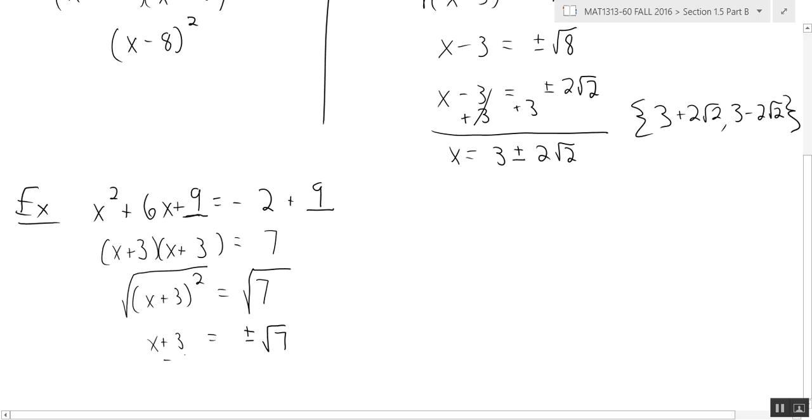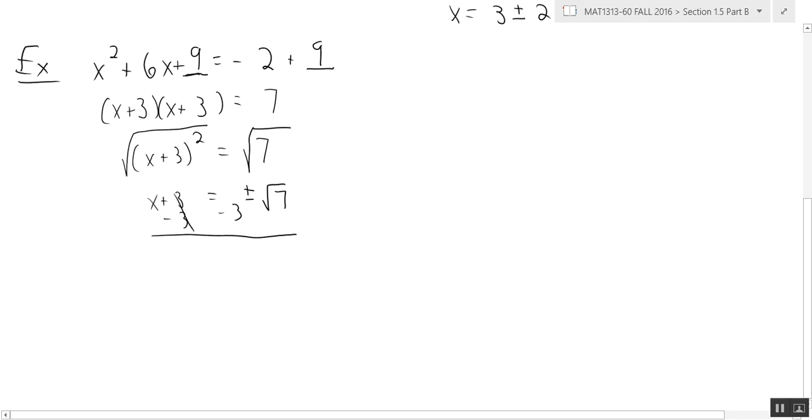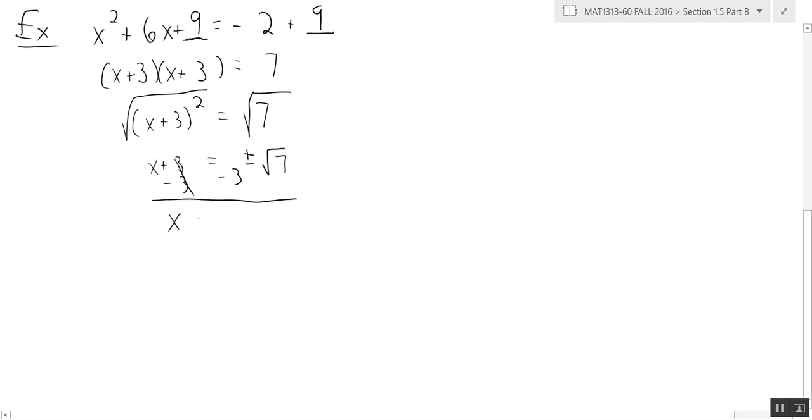Now to solve for x, I subtract 3 from both sides. Alright, and so I get x equals, remember you got to put that minus 3 in front of the plus or minus. So that's going to be negative 3 plus or minus the square root of 7. And remember, that's 2 answers. So my solution set is negative 3 plus the square root of 7, and negative 3 minus the square root of 7.